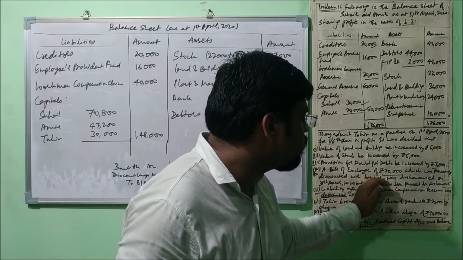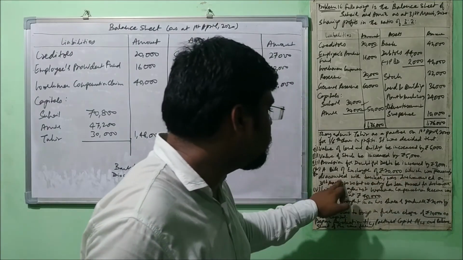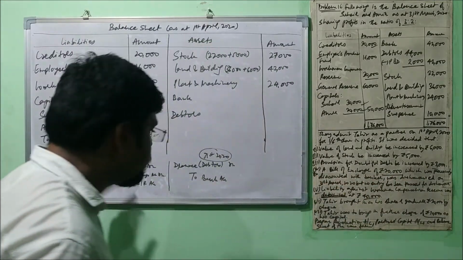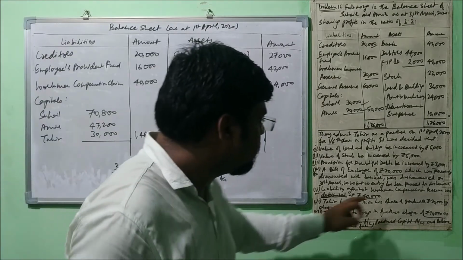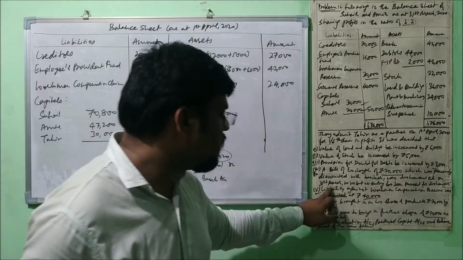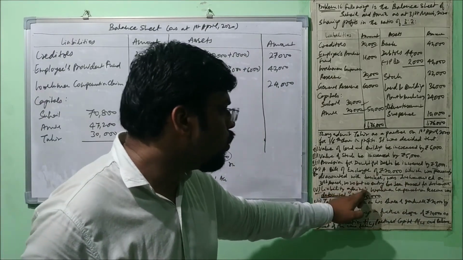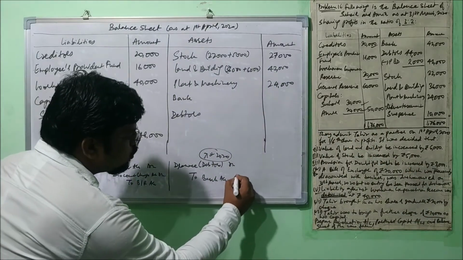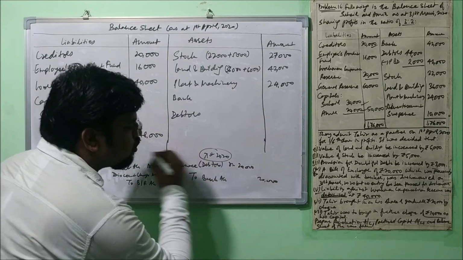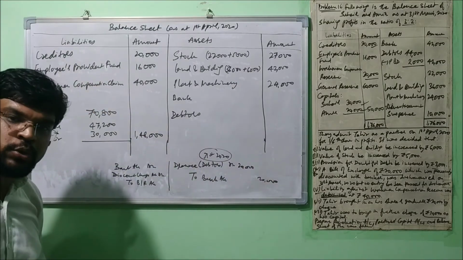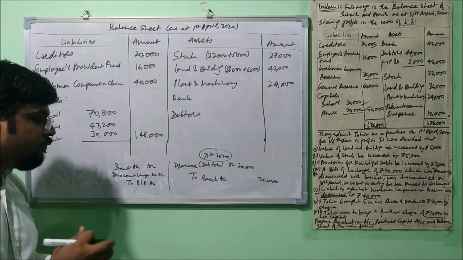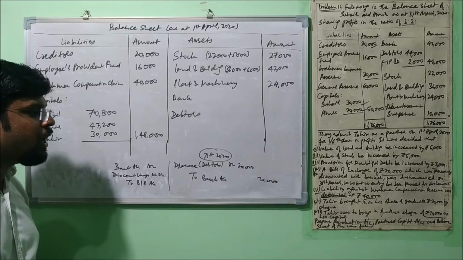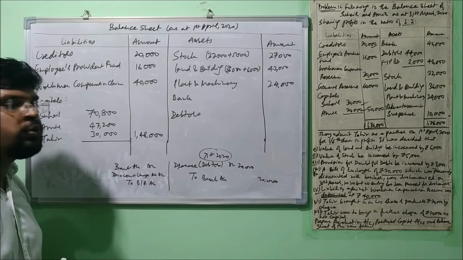A bill of exchange of rupees 20,000, which was previously discounted with the banker, was dishonored on 31st March 2020, but no entry has been passed for the dishonor. This entry was to be passed, but it has not been passed. Understood? So if we pass this entry right now, what effects are we going to see?